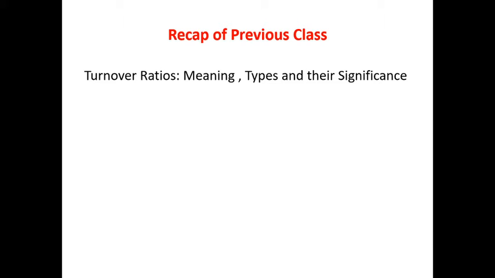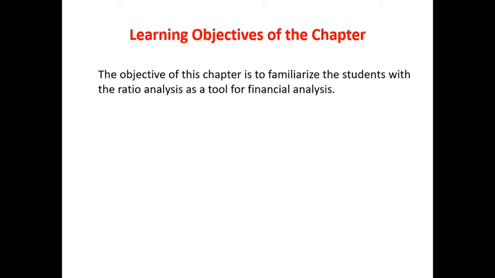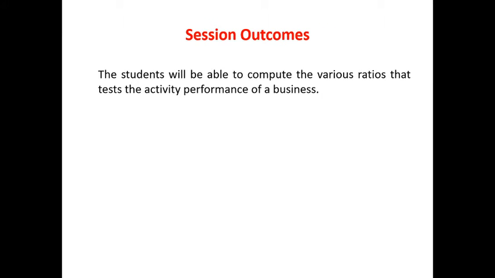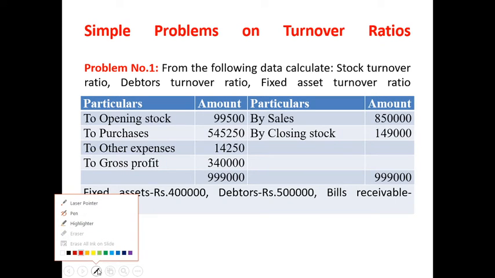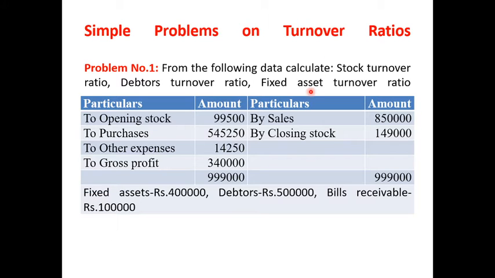In the previous class, we have discussed the meaning, types and significance of turnover ratios. The main objective of this chapter is to familiarize the students with ratio analysis as a tool for financial analysis. Session outcome: from this session, the students will be able to compute the various ratios that test the activity performance of a business.